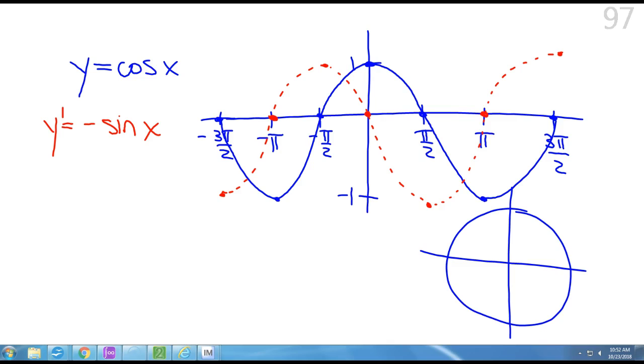All right, so let's start a list here. If y equals sine of x, y prime equals cosine of x. y equals cosine of x, y prime equals negative sine of x. Well, what if y was tangent of x? I'm going to do this one not on a graph, but we're going to use a quotient rule.